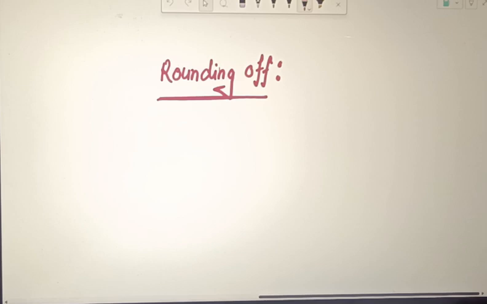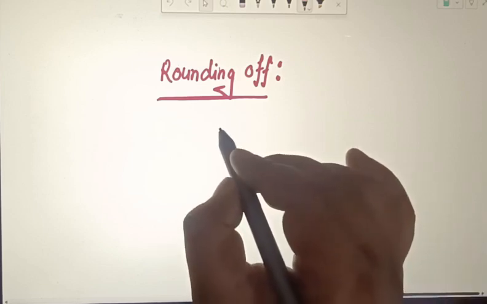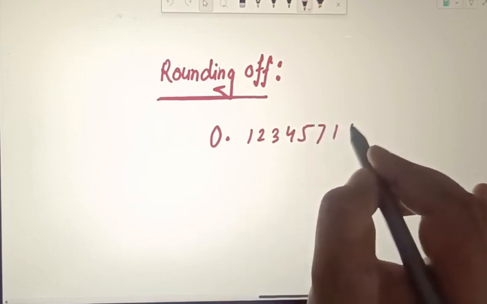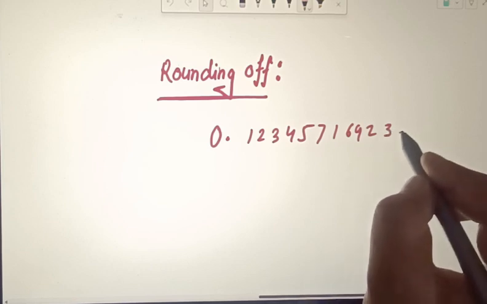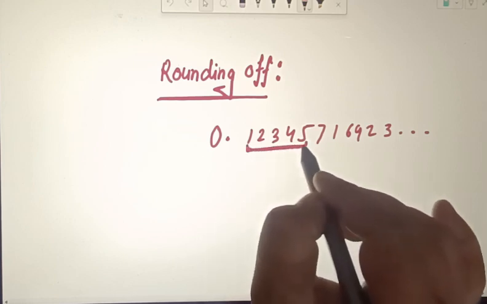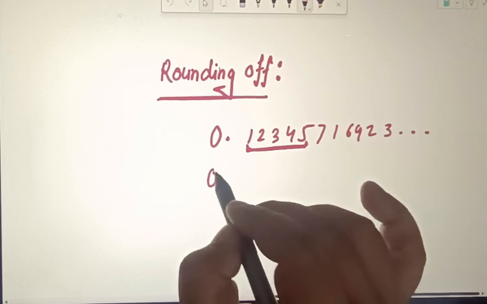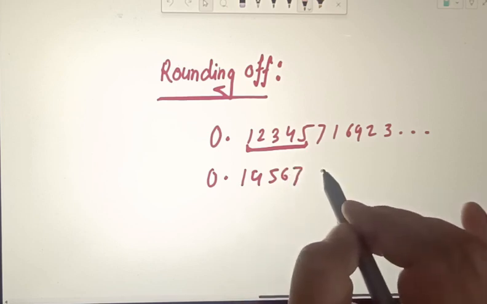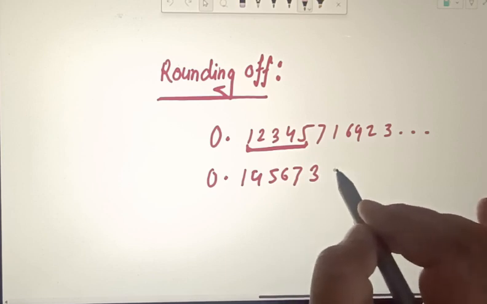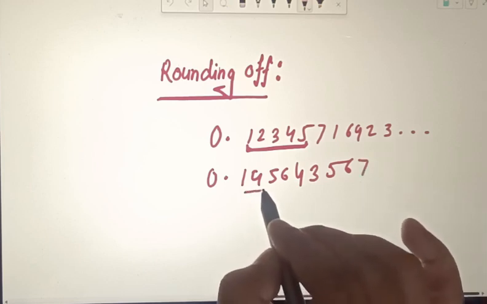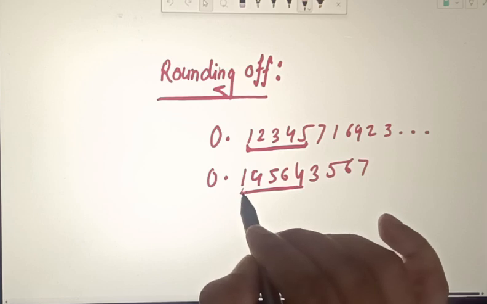discard all digits to the right of the nth digit. For example, there are some numbers 1 2 3 4 5 7 1 6 9 2 3 and so on. This number is going up to infinity, and you need to round it off up to 5 decimal places. Similarly I have another number 1 0.1 4 5 6 7, then 3 or you can write here 4, 3 5 6 and 7. You need to round off this number also up to 5 digits.